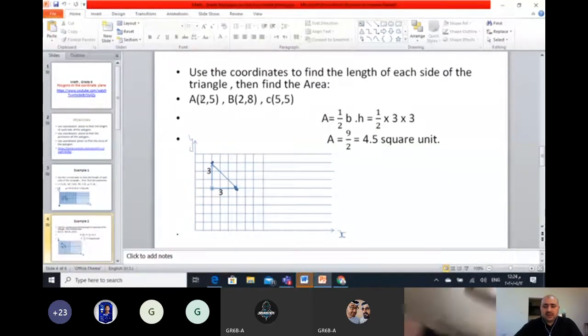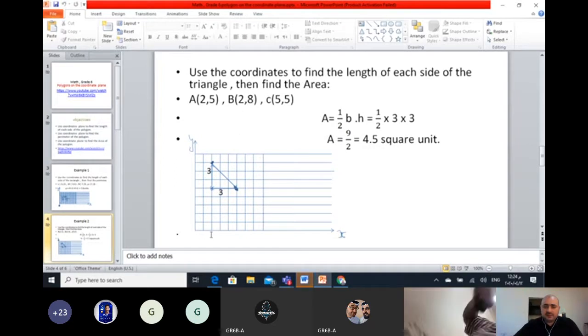So go to the X, start from 2. This is 1, this is 2. Then go up 5 units. This is 1, 2, 3, 4, 5. This is the first point. This is A. Then the second point, we have (2, 8). 2 in x-axis, 8 in y-axis.